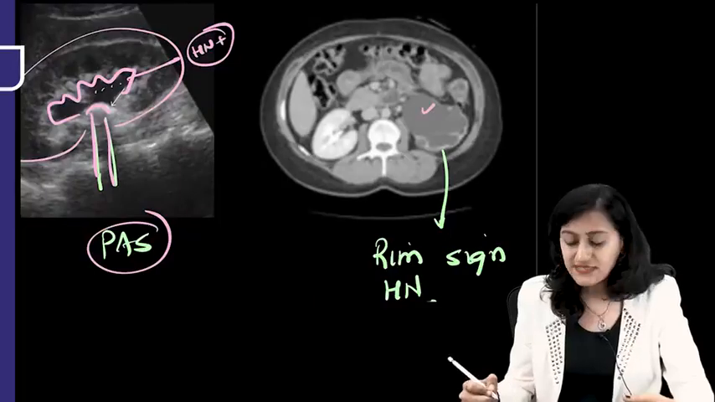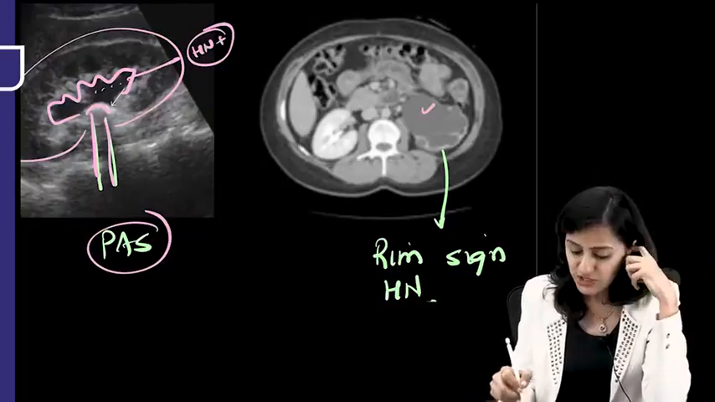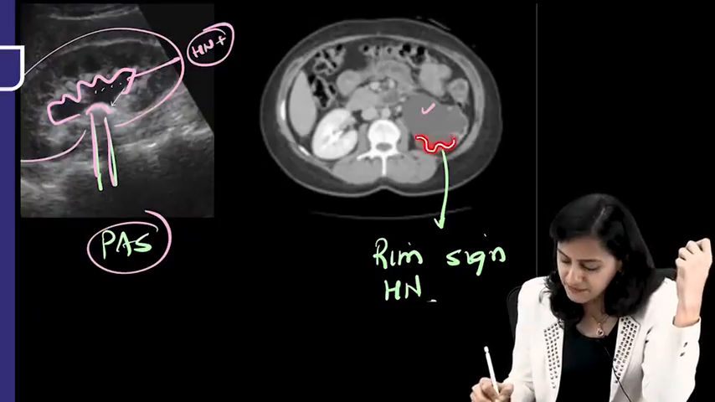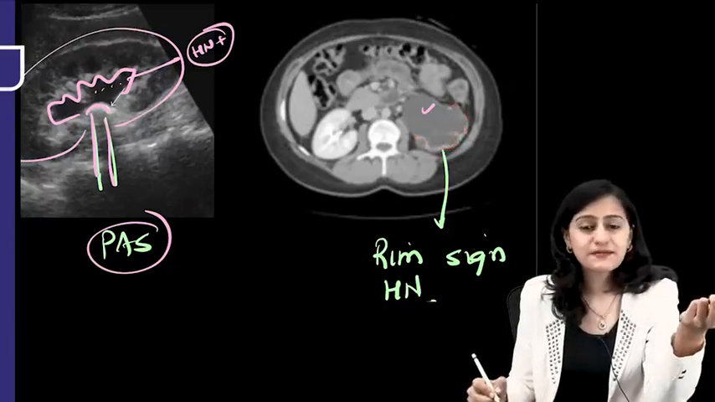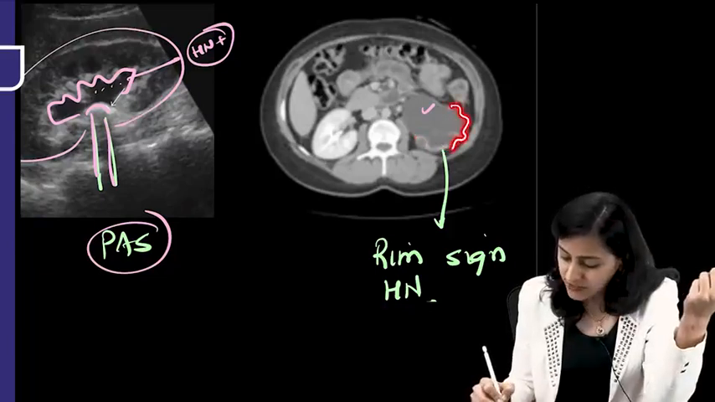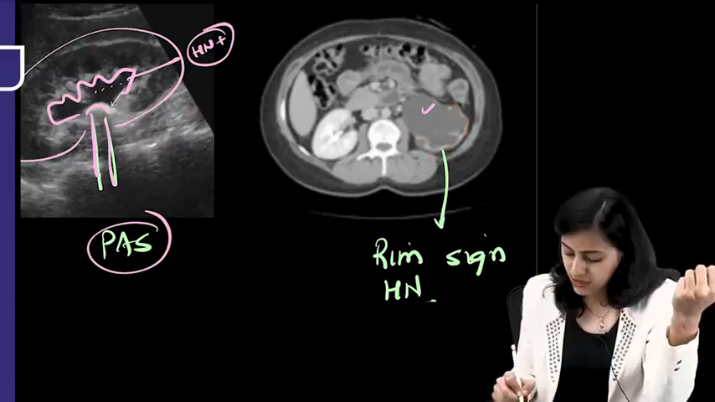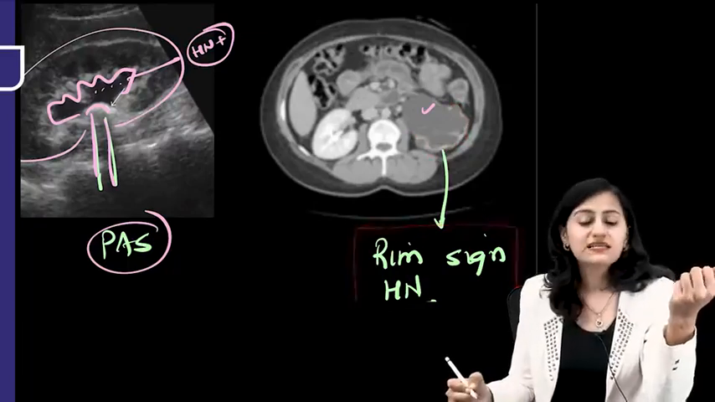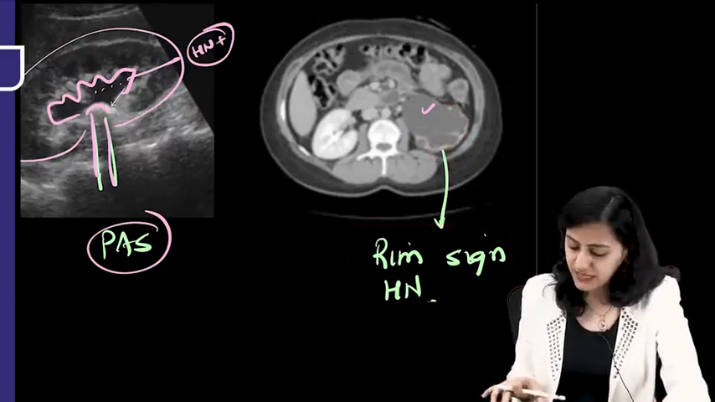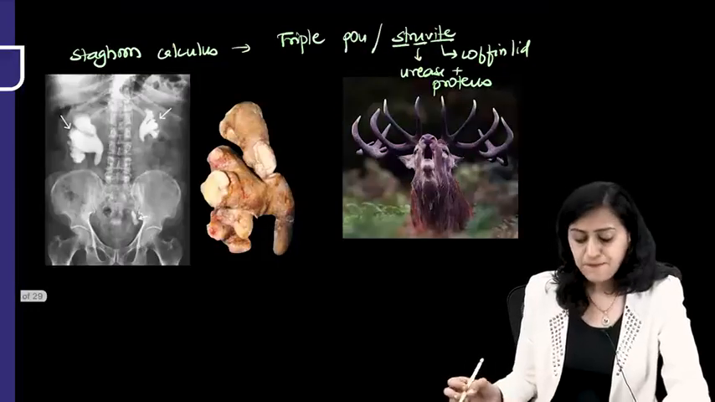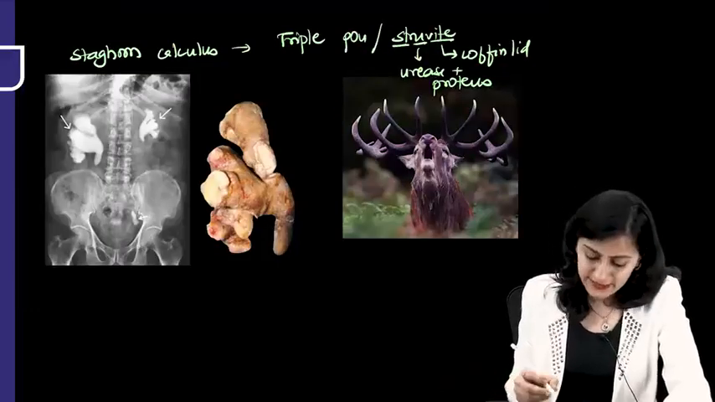What is this? This is gross hydronephrosis. We just see the paper-thin parenchyma which is enhancing. So this is like a rim of the parenchyma enhancing. This is called rim sign which is seen in hydronephrosis. Rim sign, hydronephrosis.